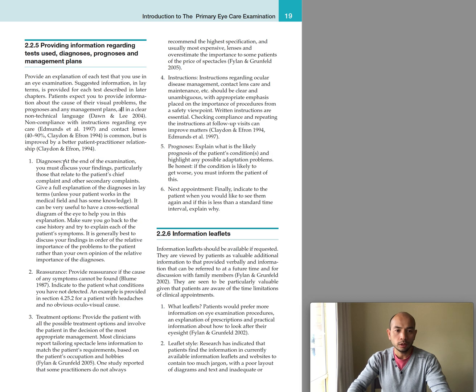So, one, diagnosis. At the end of the examination, you must discuss your findings, particularly those related to the patient's chief complaint and other secondary complaints. Give a full explanation of the diagnosis in layman's terms, unless your patient works in the medical field and has some knowledge. It can be very useful to have a cross-sectional diagram of the eye to help you in the explanation. Make sure you go back to the case history and try to explain each of the patient's symptoms. So it is generally best to discuss your findings in order of the relative importance of the problem to the patient, rather than your own opinion of the relative importance of the diagnosis.